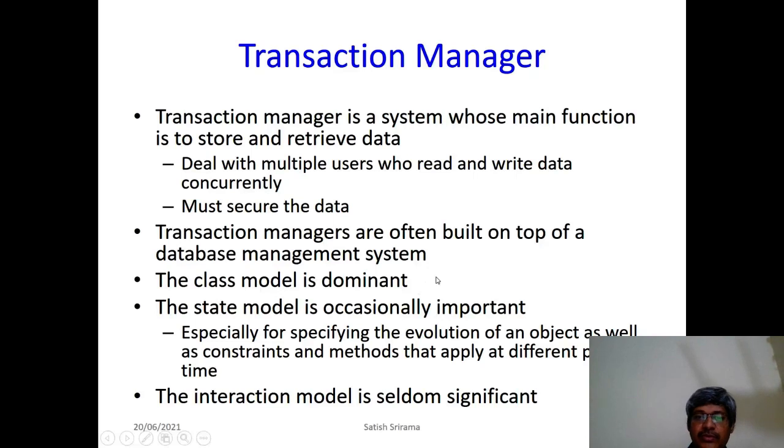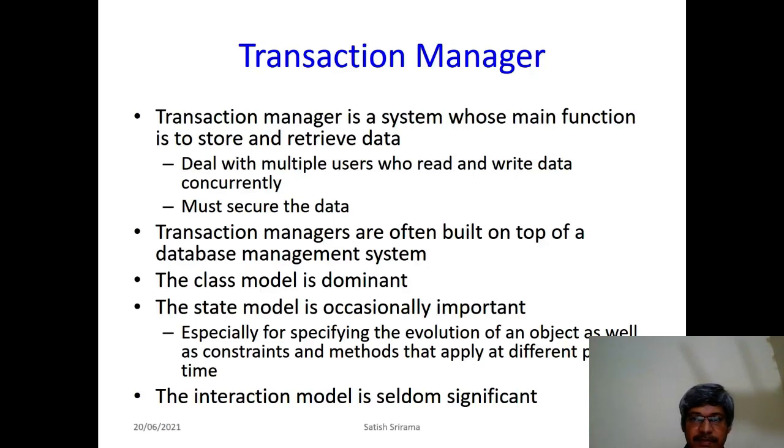Regularly, a database management system can write something, read something, and make some modifications. But the transaction manager has to ensure that multiple users can read and write this data concurrently to that particular DBMS. It must also secure all the data, and it has to take care of all this concurrency and everything.